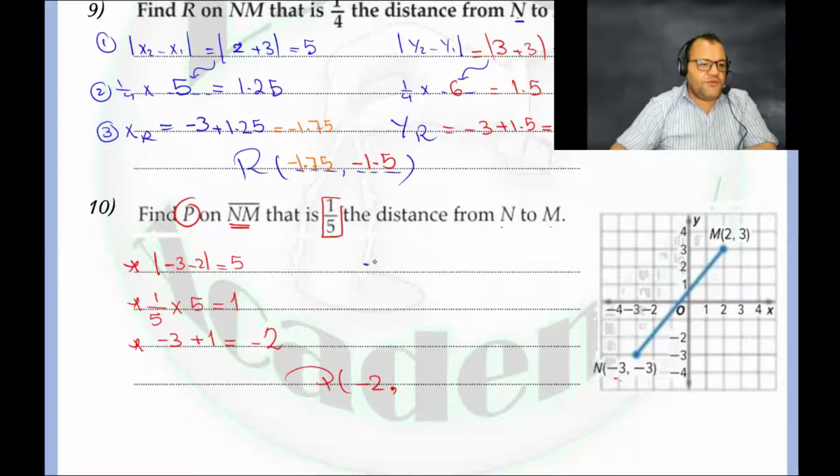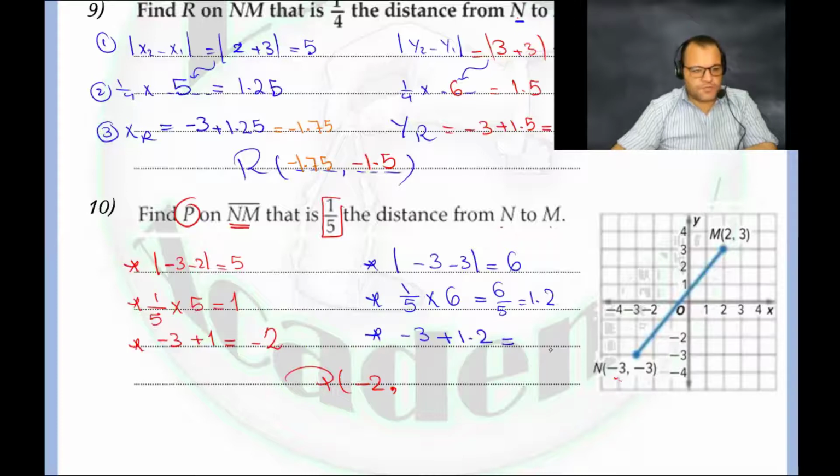We will repeat the same for Y: Y2 minus Y1, which is 3 plus 3, so it will be 6. The second step, 1 over 5 times 6, equals 6 over 5, which equals 1.2. So number 3, negative 3 plus 1.2 equals negative 1.8. Sorry, negative 1.8.